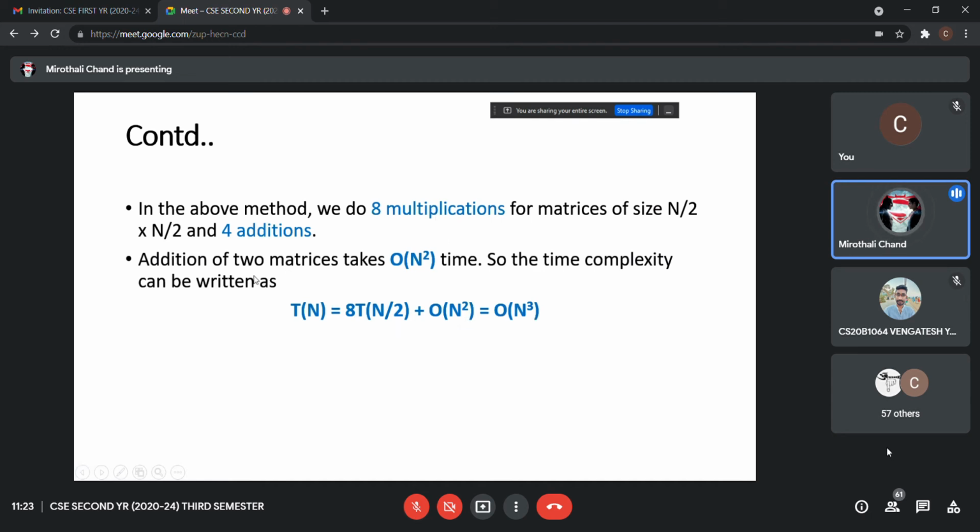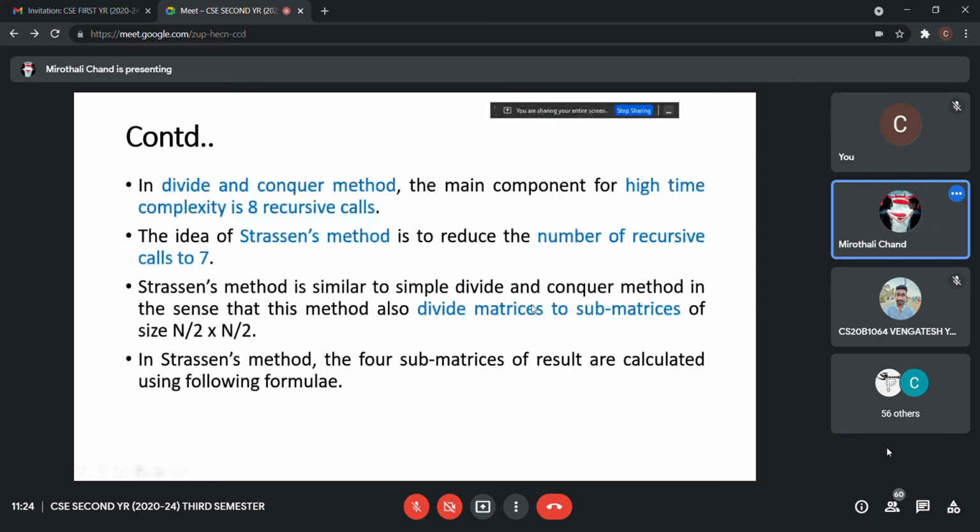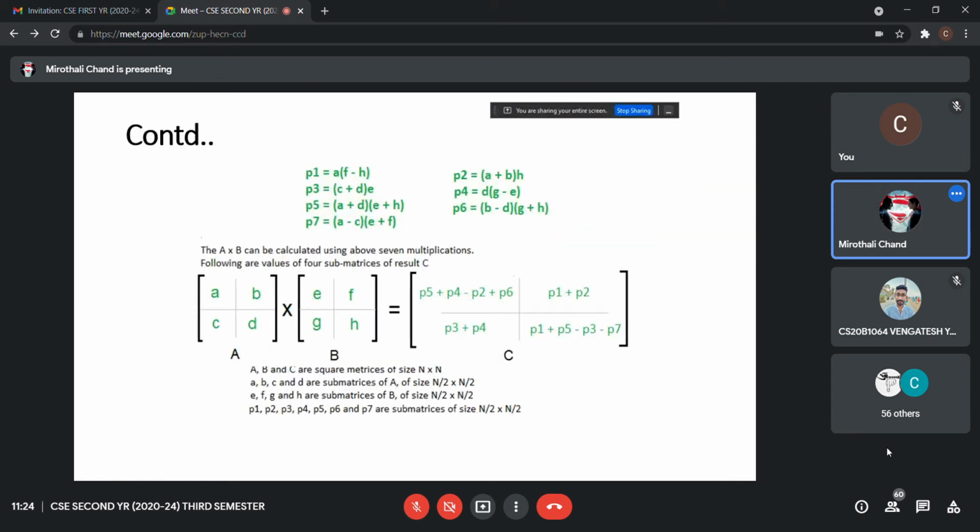So here for addition of 2 matrices, it is O of n power 2 plus 8 multiplications. This is the complexity. When we add them, we will be getting the same complexity which we got in the normal method, which we will be doing by hand. So in order to overcome this, in order to reduce the time complexity, we use the Strassen method.